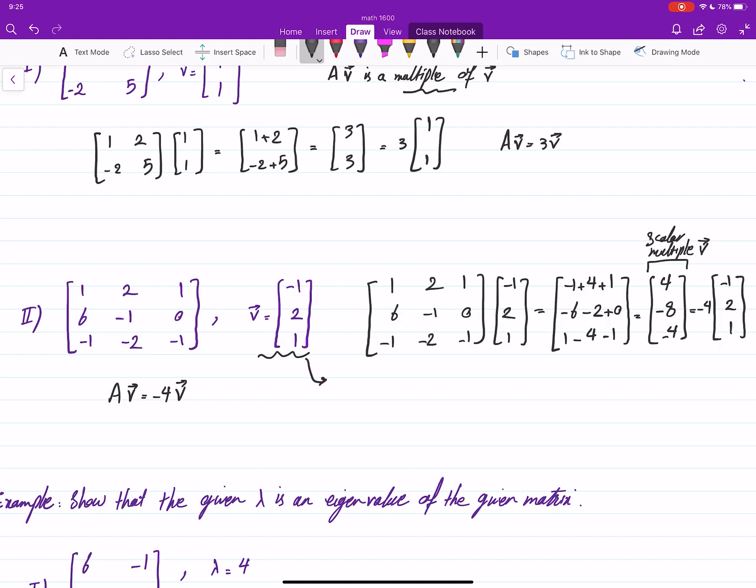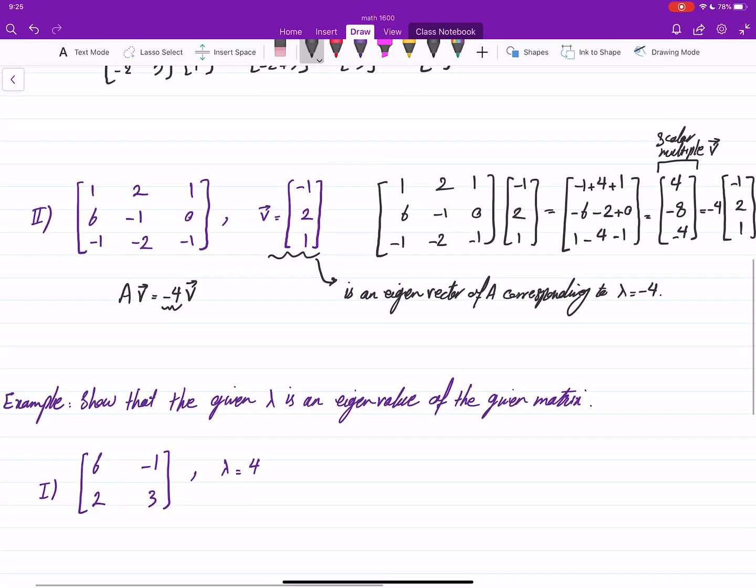That means that yes, this is an eigenvector of A corresponding to eigenvalue negative 4. The multiple you see there is the eigenvalue.